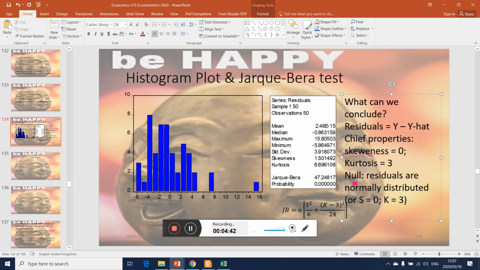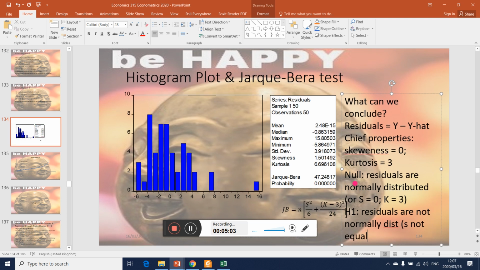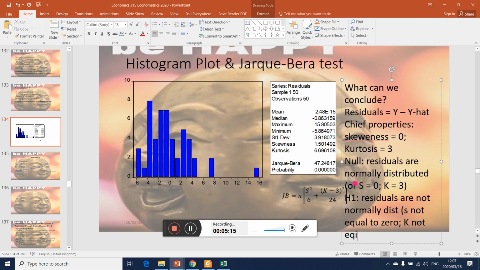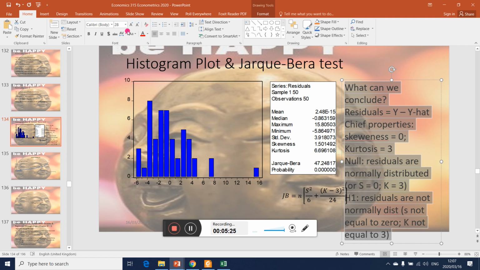The alternative will say residuals are not normally distributed, which is the same thing as saying S not equal to 0. It could be negative, it could be positive. K not equal to 3.